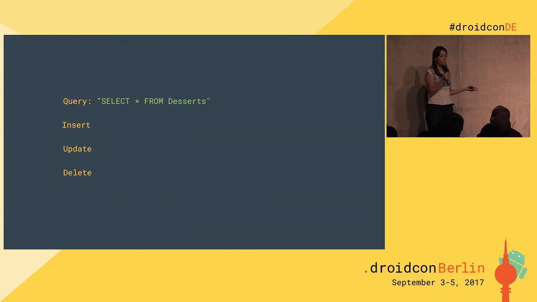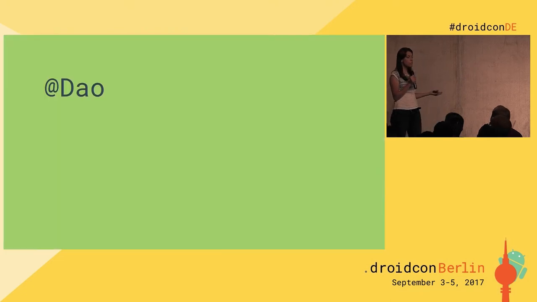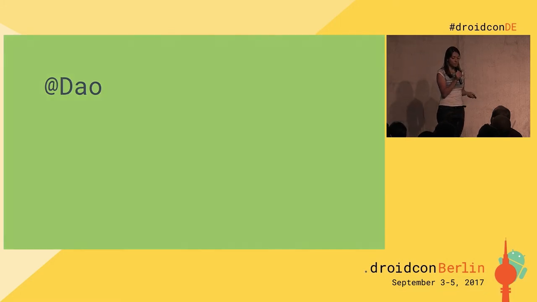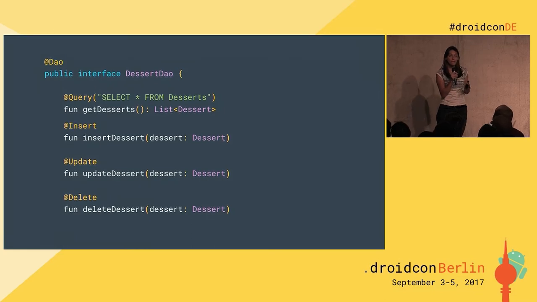So what can you do with Room? We have our table. We want to access it. So we want to provide query, insert, update, and delete methods. We do this with the @Dao annotation. DAO stands for Data Access Object. So more precisely, we would create an interface or an abstract class that's annotated with @Dao. And here we declare the methods that query our database.